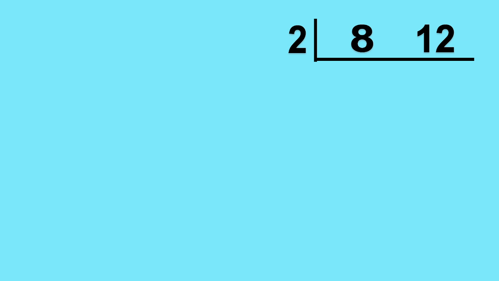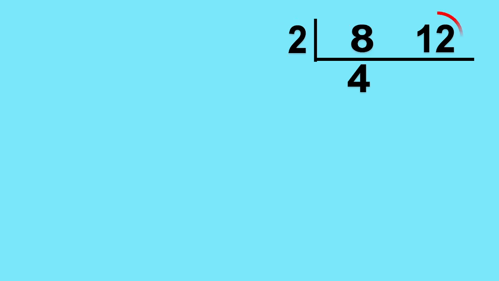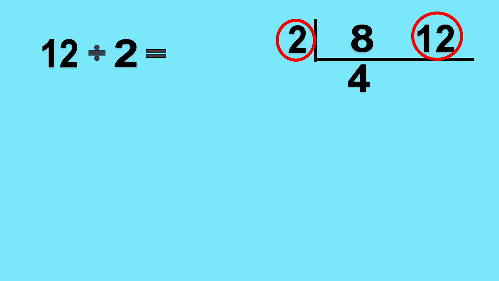Now, let's proceed to division. 8 divided by 2 equals 4. Let's write the quotient below the number. Now, divide 12 divided by 2 equals 6.